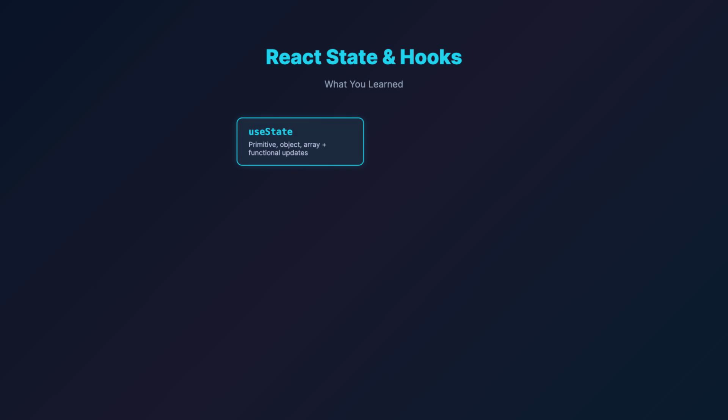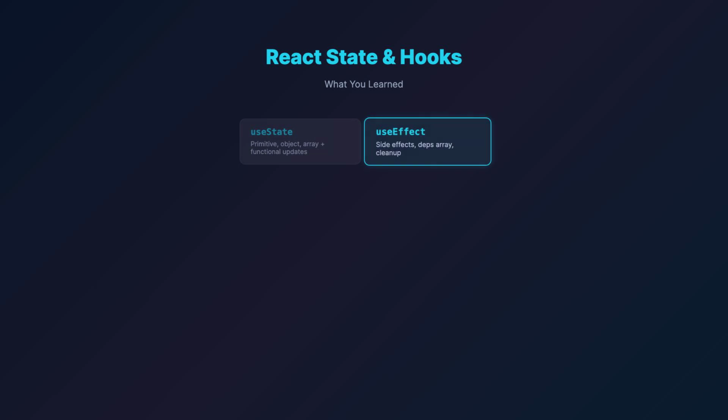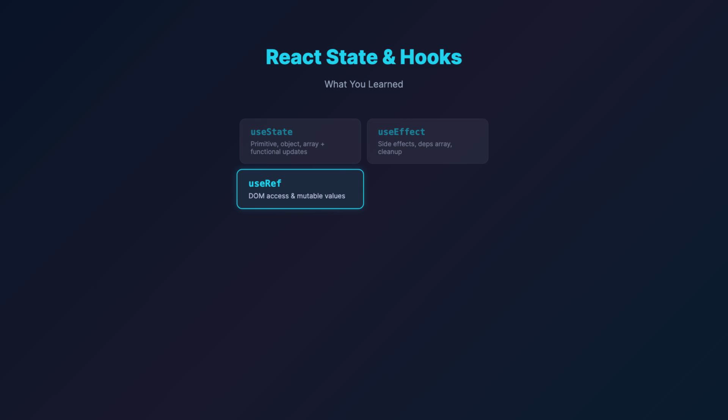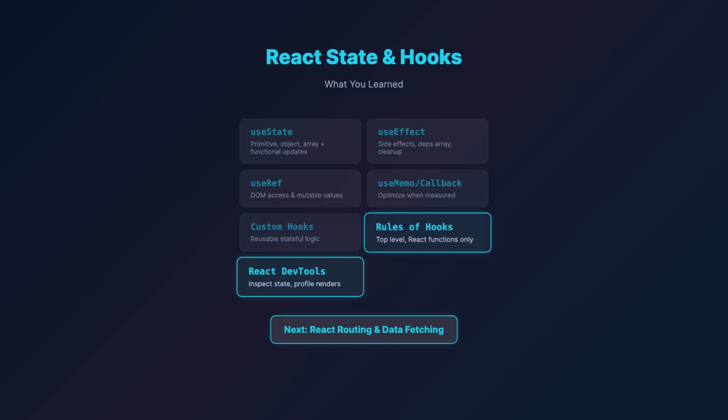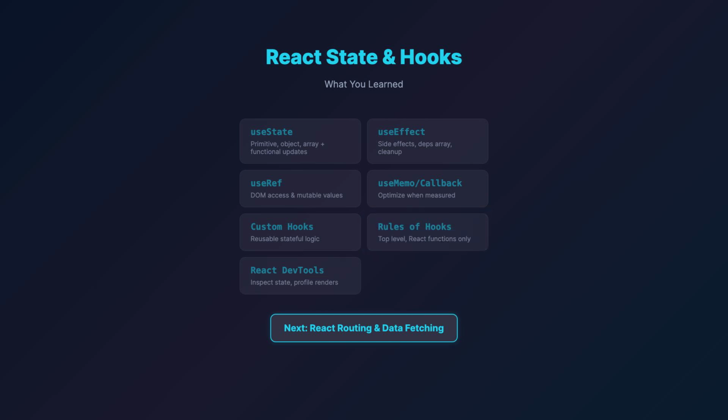Let's recap what you learned. useState for primitive, object, and array state with immutable updates. useEffect for side effects with dependency arrays and cleanup functions. useRef for DOM access and mutable values that don't trigger re-renders. useMemo and useCallback for performance optimization when needed. Custom hooks for extracting and reusing stateful logic. The rules of hooks: top level only, React functions only, and React DevTools for inspecting and debugging state.